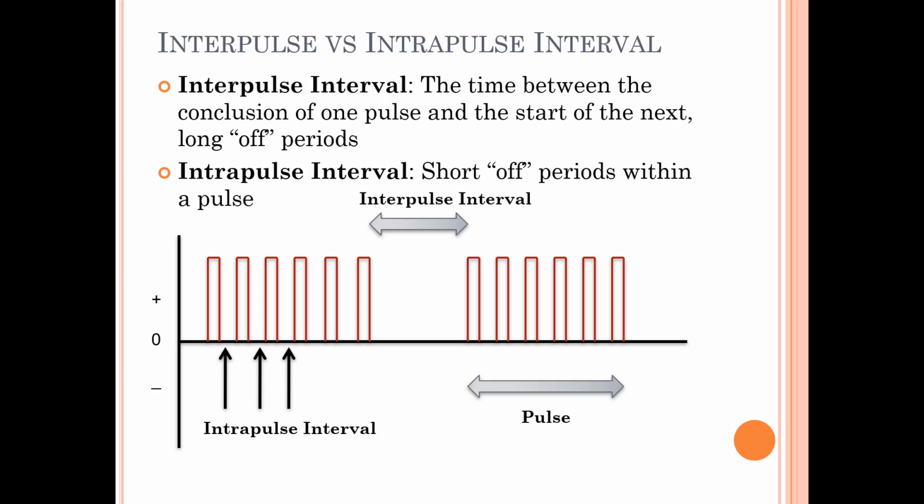The interpulse interval is the time between successive pulses. This is the time between the conclusion of one pulse and the start of the next. This may be felt as long off periods between bursts of electrical energy. The intrapulse interval are the short off periods within a pulse.